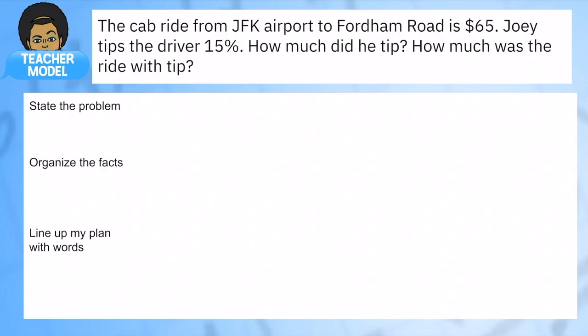The cab ride from JFK Airport to Fordham Road is $65. Joey tips the driver 15%. How much did he tip? How much was the ride with the tip?